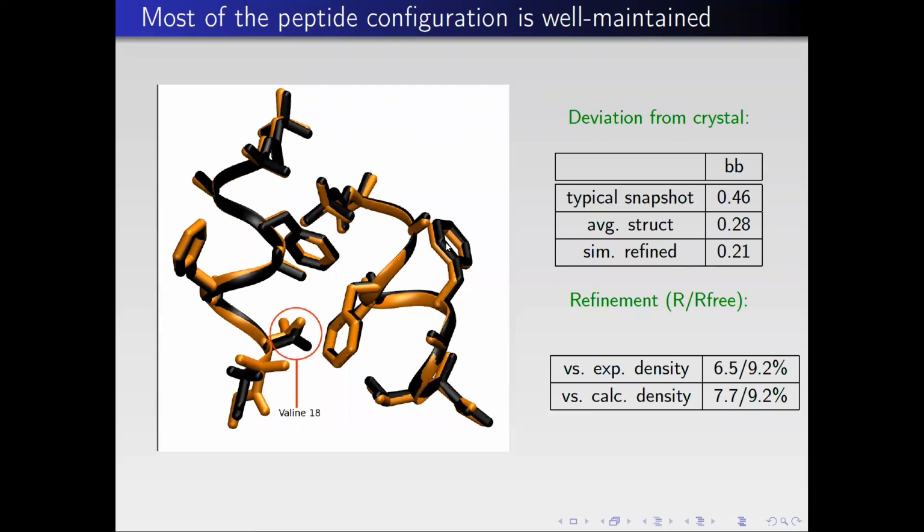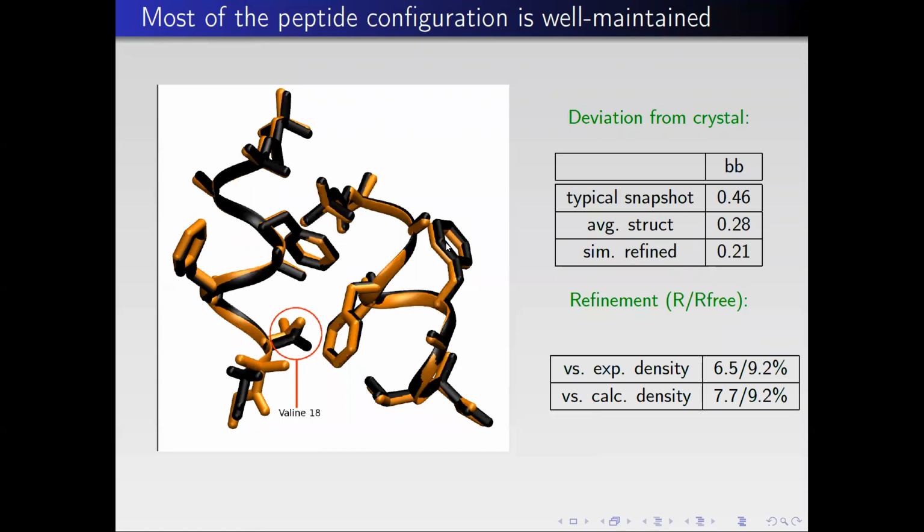Really, of course, the crystallographic average structure came from an analysis of the electron density. X-rays don't scatter off atoms, they scatter off electrons. And so it's the average electron density in the crystal that is being modeled in the crystallographic structure. So, in a sense, the better way to compare the calculation with the experiment is to calculate the average electron density in the simulation and then refine into that.